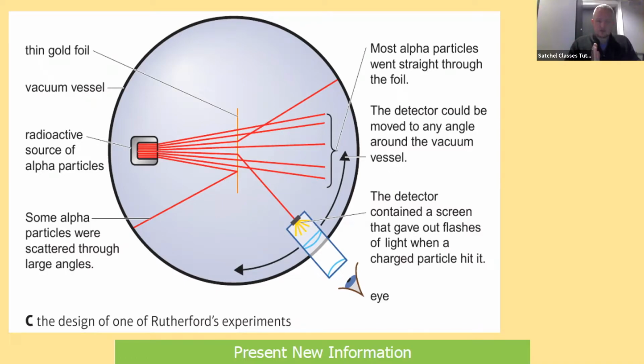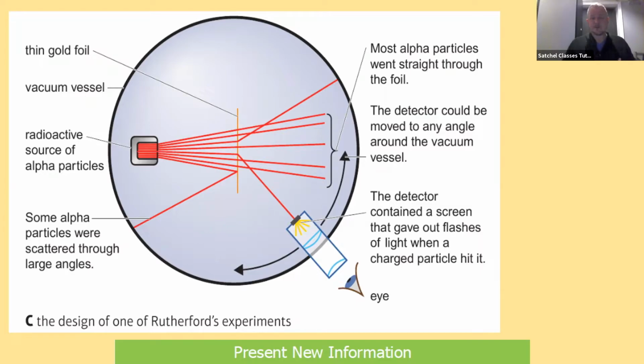In the middle of the room was a thin piece of gold foil. This was contained inside a vessel that had all the air removed. This was to prevent the alpha particles from the source being interrupted by any other particle in the way. The idea was to remove anything but the gold foil so that the only thing the alpha particles could interact with was the gold foil, and that was it. A radioactive source was placed in this vacuum vessel, and that radioactive source directed alpha particles directly at the gold foil.